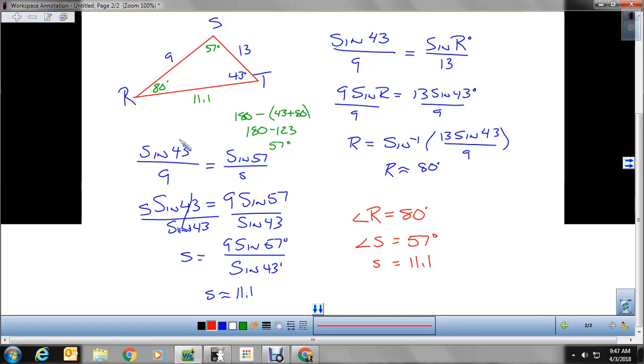So now we're going to set up our other proportion using the sine 43 over 9, the given information. Remember, always go back to the given information. And then we took sine 57 over side S. Cross multiply, S is equal to 9 sine of 57 over sine 43, and that comes out to approximately 11.1. So these are our three answers that we're looking for to solve the triangle. All right, so now let's move on to example 4.